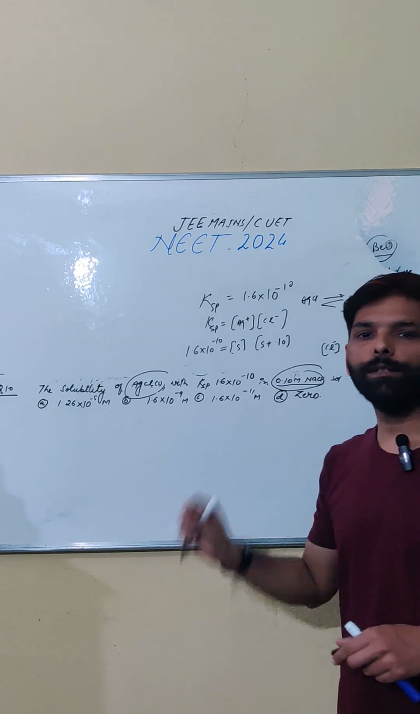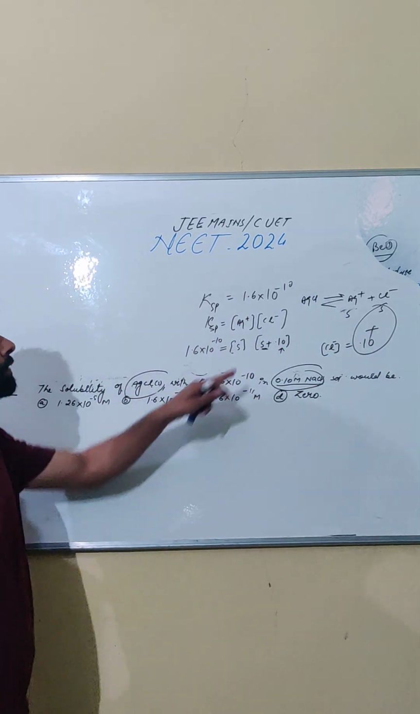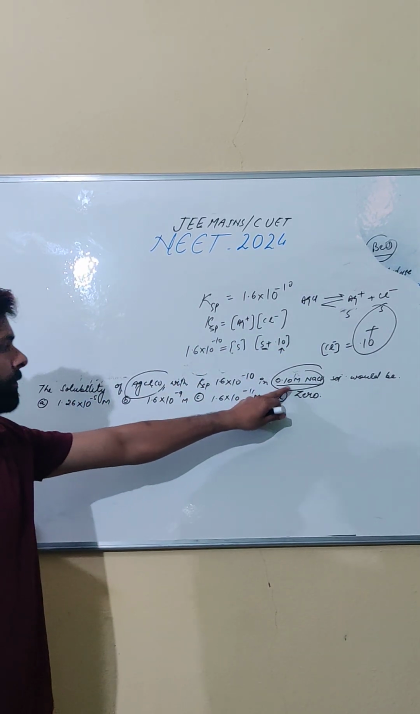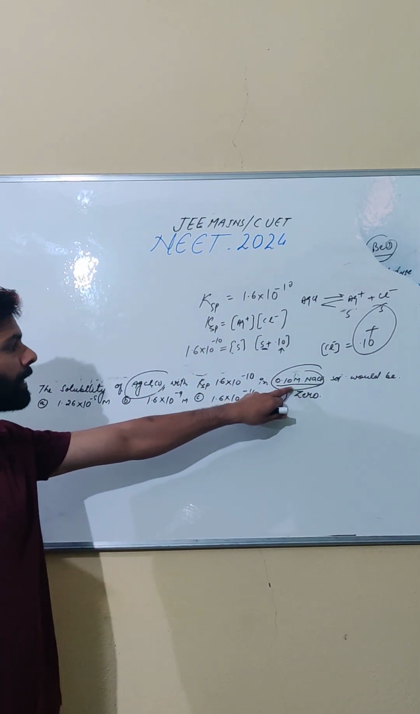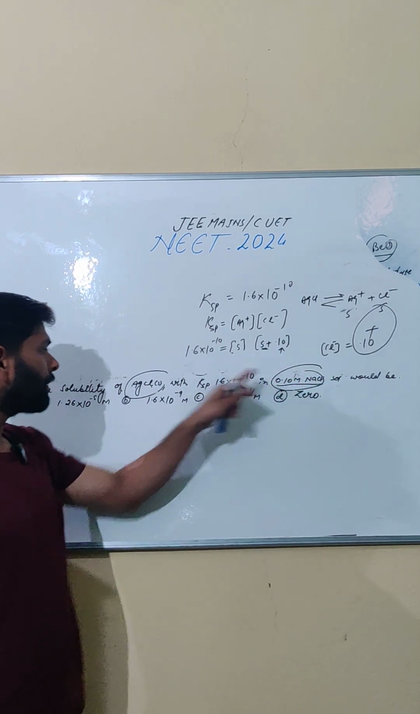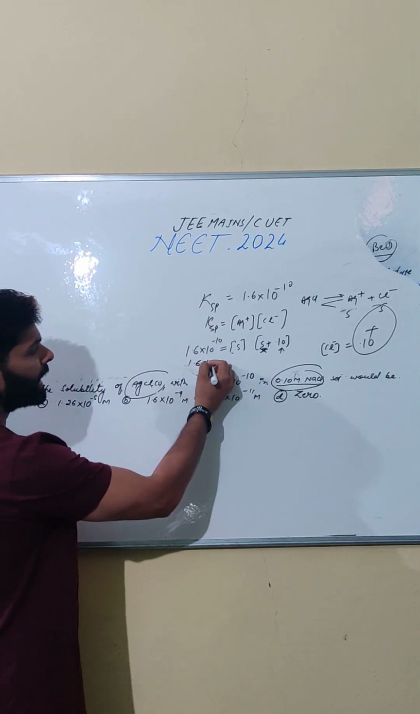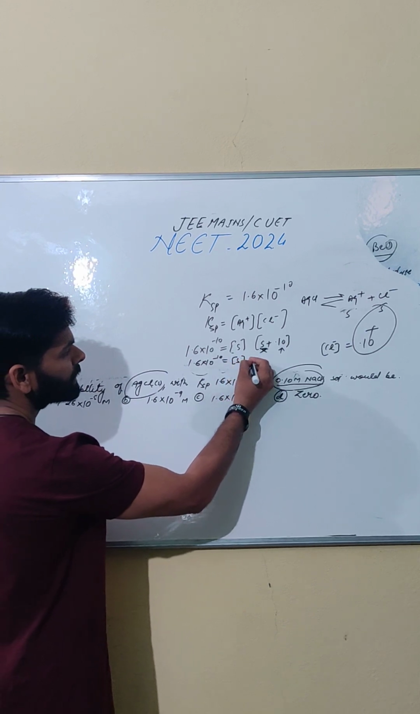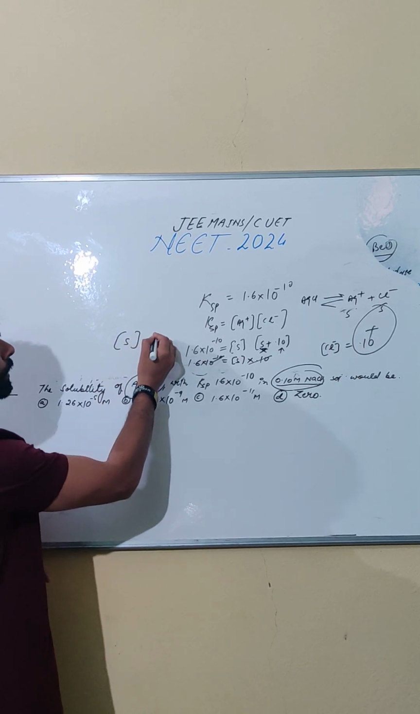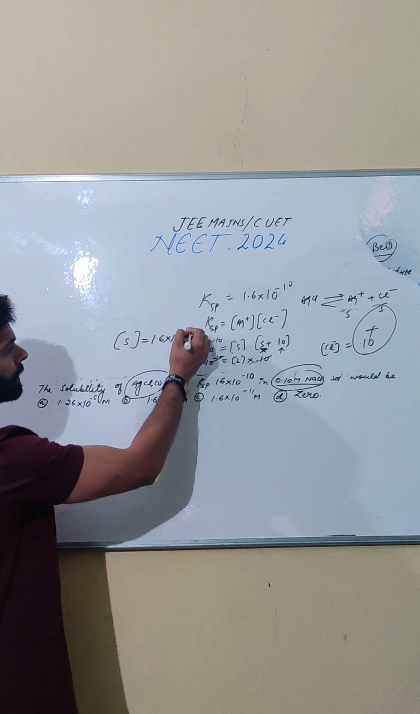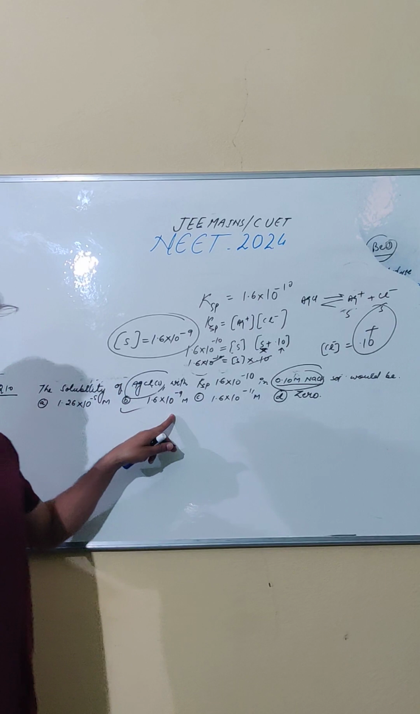This is a question of the common ion effect, and we also know that this concentration is very high in comparison to this S. Why? NaCl is a strong salt and AgCl is a weak salt. So NaCl will completely ionize and give 0.10 M chloride ion concentration. So I can neglect S here, and we are left with 1.6 times 10 to the power minus 10 equals S into 0.10. On solving, S will be equal to 1.6 times 10 to the power minus 9. So the solubility of AgCl is 1.6 times 10 to the power minus 9.